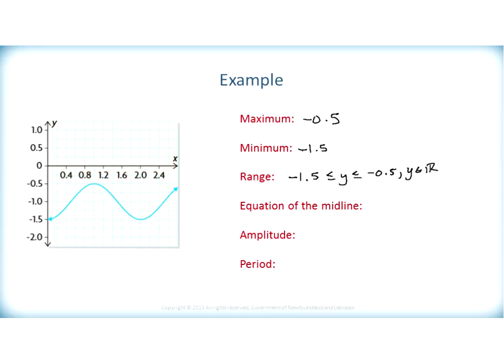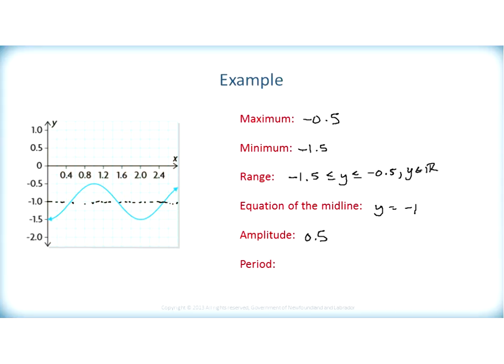So our midline is halfway in between our maximum and our minimum. So here's our max, and here's our min. So halfway in between would be our midline. So the equation of the midline is y equals -1. Our amplitude is the vertical distance from our midline to our max, or from our midline to our min. And here from our midline to our max is 0.5. Remember, amplitude is always positive.